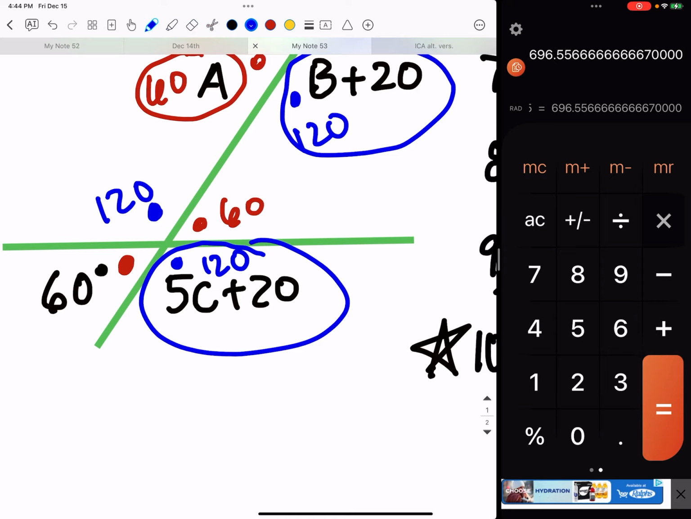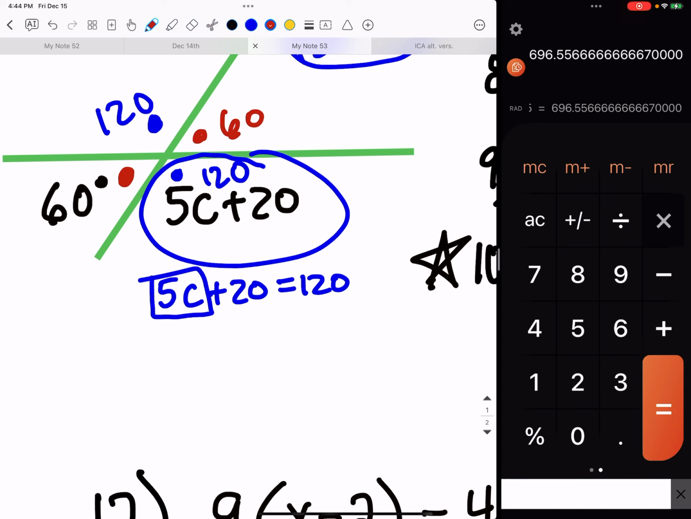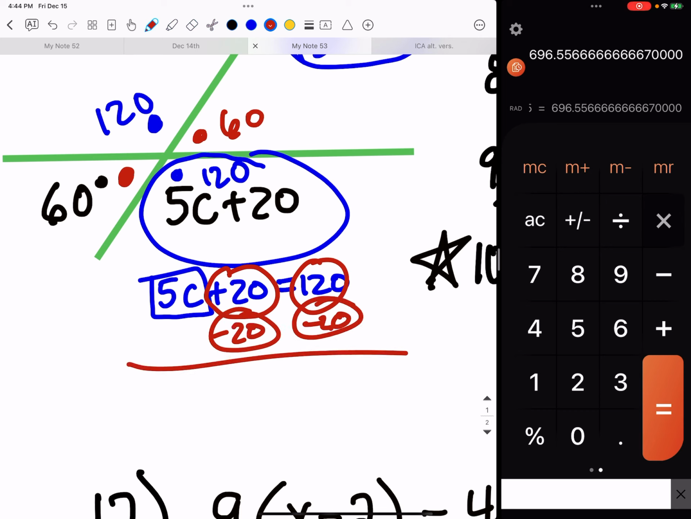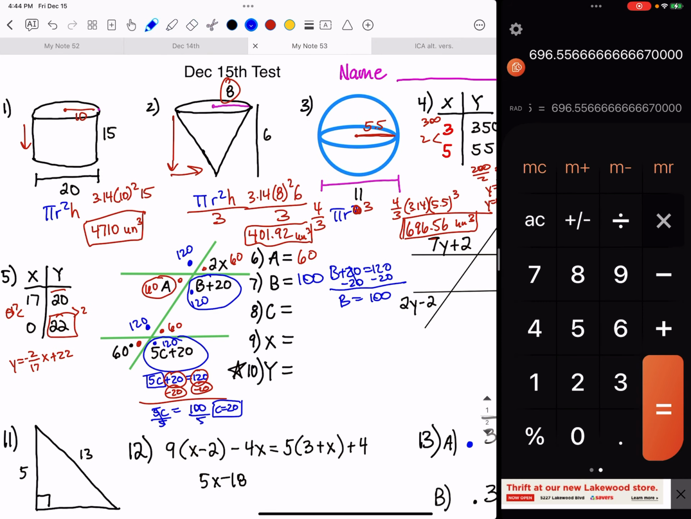All right, C. 5C plus 20 is 120. Okay, 5C plus 20 is 120 degrees. We got to minus the 20, minus the 20. 5C equals 100, divide by 5, C equals 20. All right, 20 for C.